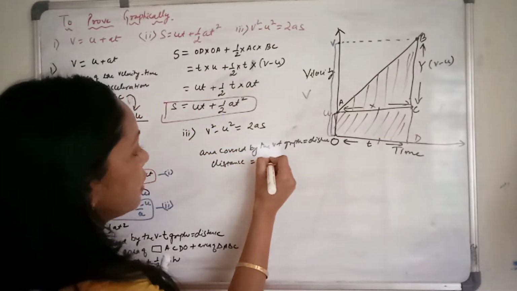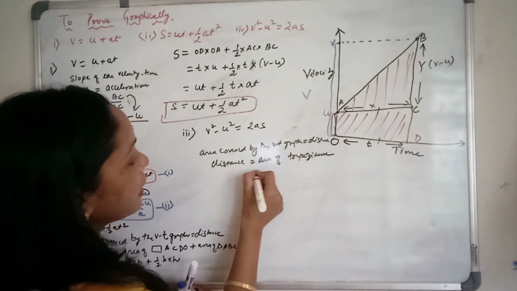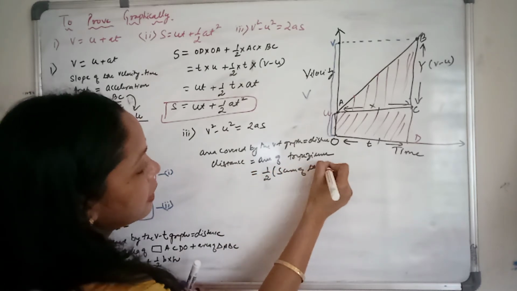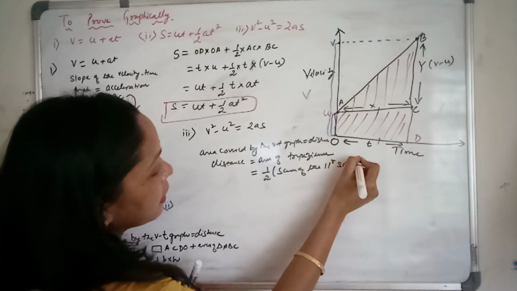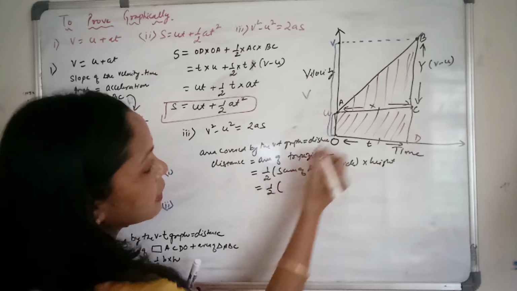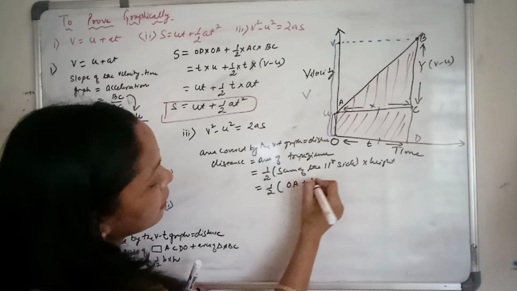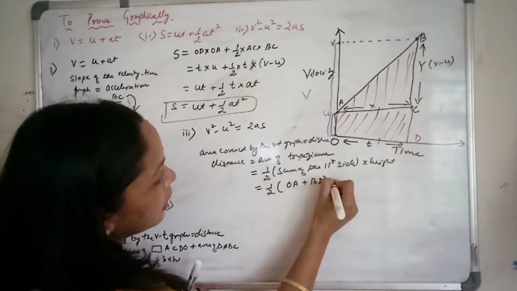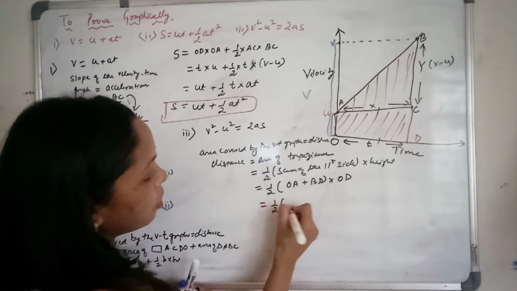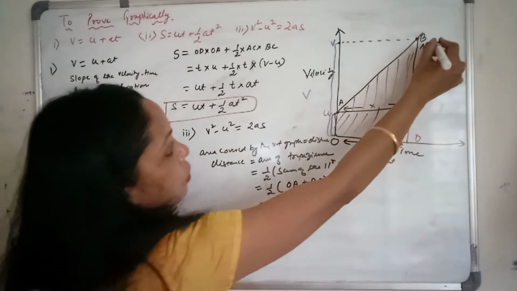So, write down area of trapezium. So, area of trapezium is what? Half sum of the parallel sides into height. So, half, what are the parallel sides here? OA plus BD into, and height is your OD. So, this is half OA. What is OA here? U. What is BD? Full length.